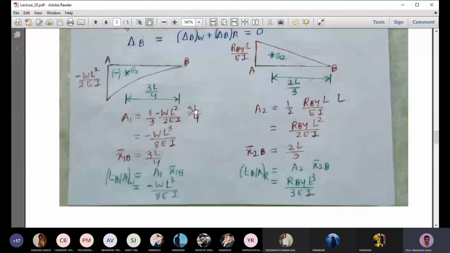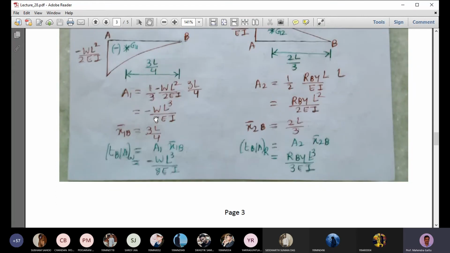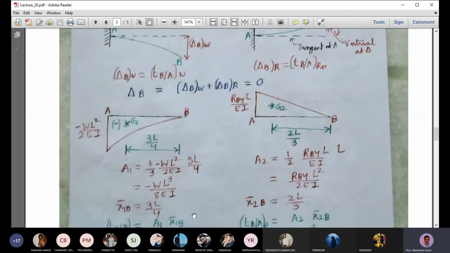Okay, instead of 3L by 4, let's put L. And here it will be 3L by 4. So this value will be WL cube by 24EI, so A1 will be WL cube by 24EI. If you multiply, you will get this answer, minus WL cube by 8EI. So please correct this: instead of 8, it will be 24, and instead of 3 by 4, it will be L. The rest of the problem is the same. So t_B/A will be minus WL cube by 8EI, and that is this deflection delta W.